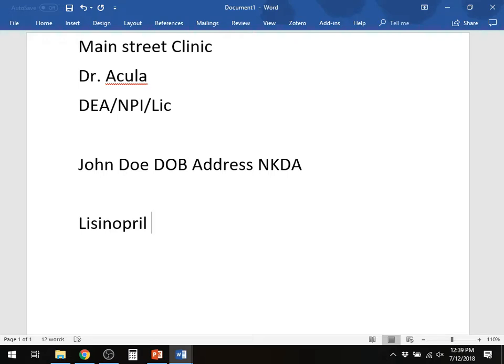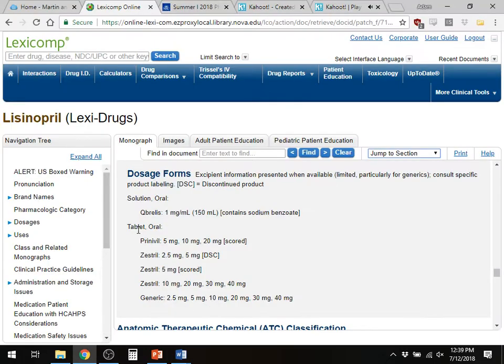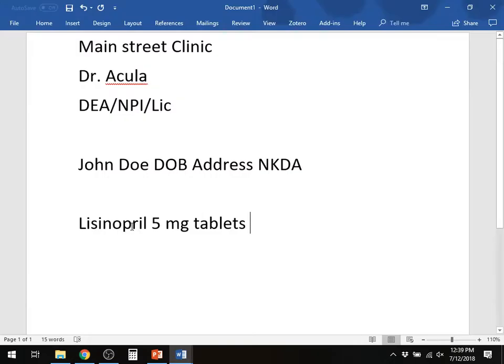Now what? Strength. Yeah, you want the strength of the tablet, or the dosage form that we're going to do here. So in this case, I'm going to say 5 milligram tablets. And again, if I look back at LexiComp, you saw that this comes as a tablet oral, right? So that way you can figure out if it's a capsule or tablet. Again, you want to be specific when you're writing that because sometimes drugs will have some capsules, some tablets. It just depends, okay? So I say lisinopril 5 milligram tablets.